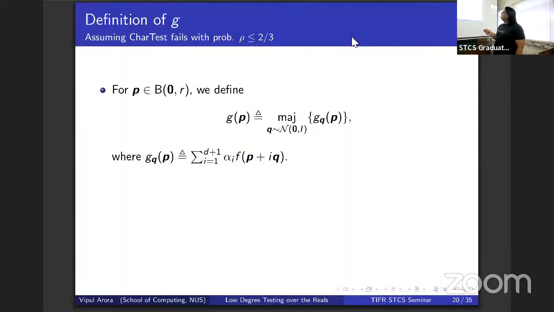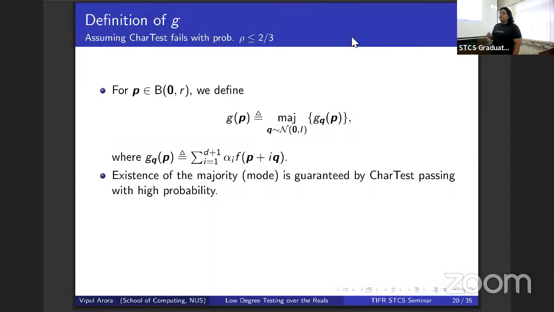So let's see what this notion is. To define G, to make sense of it, you assume that the characterization test you just saw fails with low enough probability. The probability of failure rho is at most 2/3. Then for every point P in the ball B(0,r), you define G of P as a majority of G_{Q,P}, where G_{Q,P} is nothing but the degree D univariate polynomial you just interpolated on the line L_{P,Q}. But it's a real valued function. Yes. So the majority is well defined, assuming that the characterization test did not fail. Oh, I see. Then you'll have one number. Okay, fine. Got it.